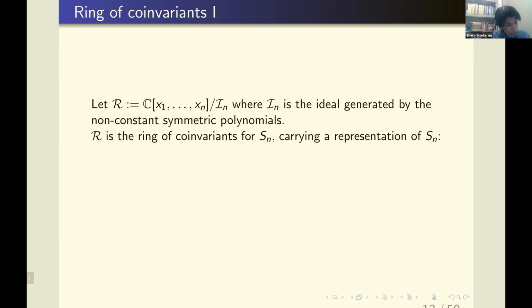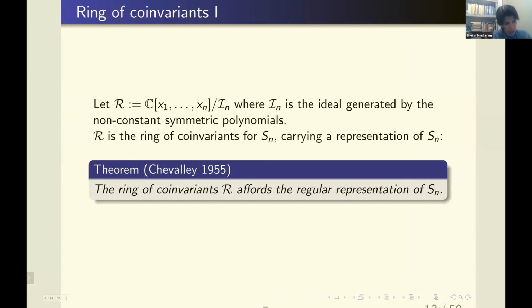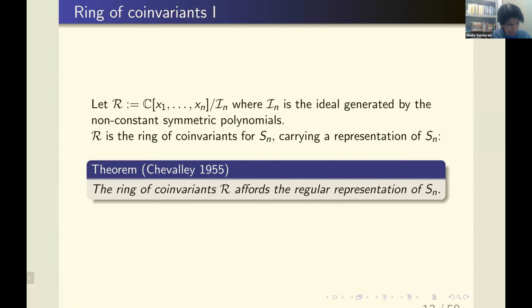Okay, so it's an old theorem of Chevalley, who did much more than prove this. I think he did it for all finite reflection groups or something like that. You can find this in Humphreys' book on reflection groups and Coxeter groups. Right? So the ring of coinvariants affords the regular representation of Sn. Okay, there's obviously a natural grading on this thing just by degree of the polynomial. So it's interesting to think about what those graded pieces are.